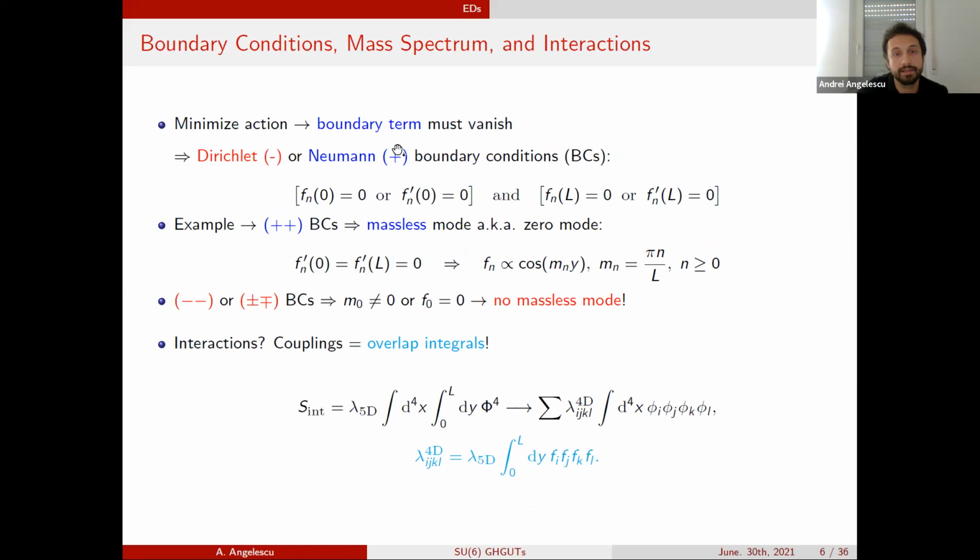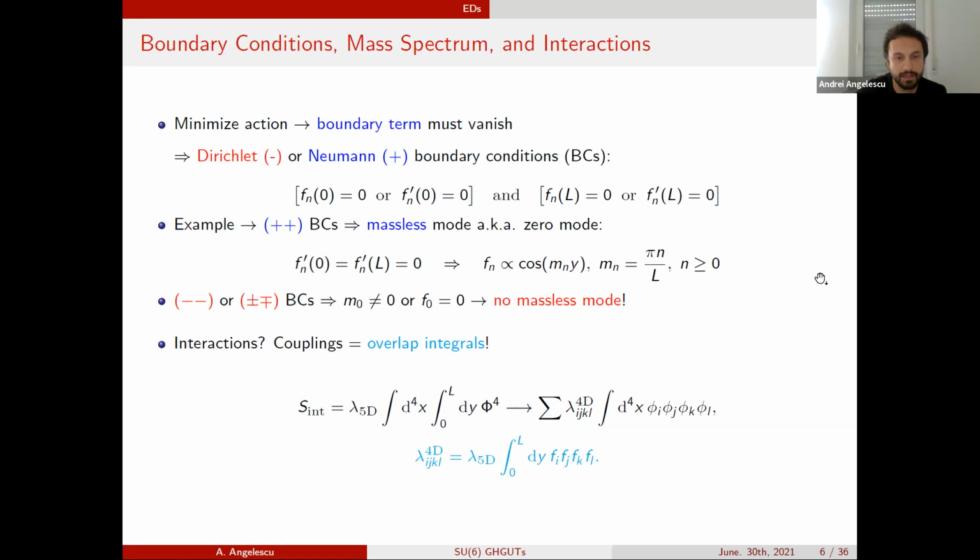And the nice feature of these boundary conditions is that if, for example, you apply plus-plus boundary conditions to one of your 5D scalars, you get a massless mode. I mean, the first mode in the Kaluza-Klein decomposition, the scalar field, is going to be massless. So that's an interesting model that's going to be useful for model building later. On the other hand, if you have minus-minus or plus-minus, minus-plus mixed boundary conditions, you don't get any massless modes for your field.